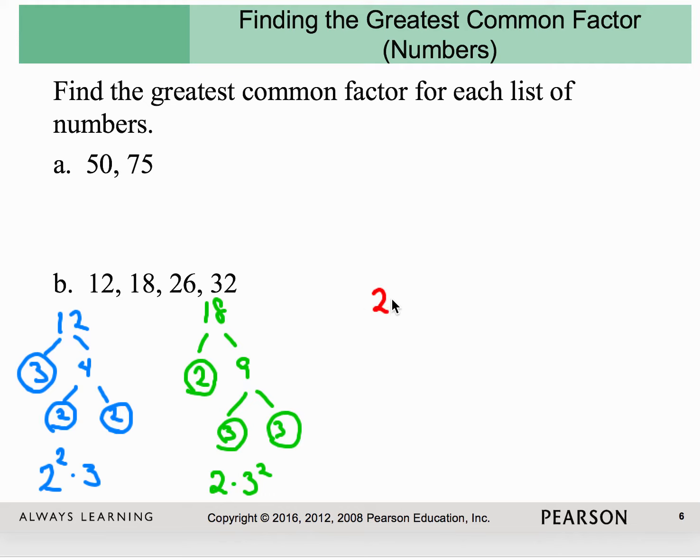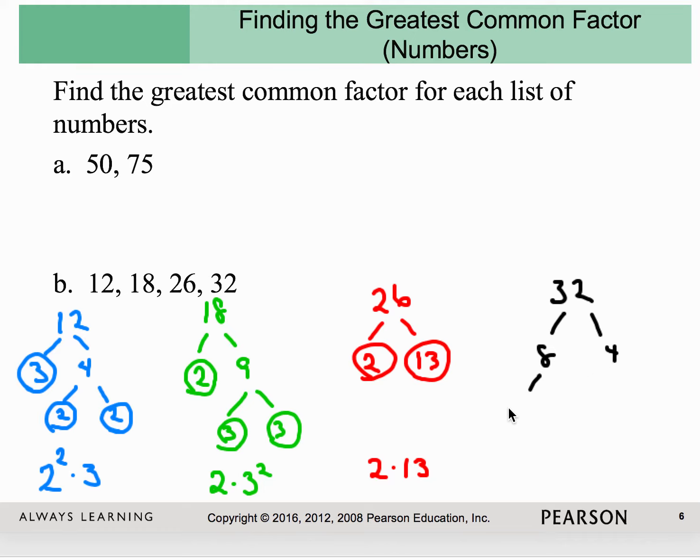Okay, 26 is 2 times 13, and those are both prime. And 32 is, let's say, 8 times 4. And this is 2 times 4. And this is 2 times 2. And 2 times 2. So 1, 2, 3, 4, 5 2's.